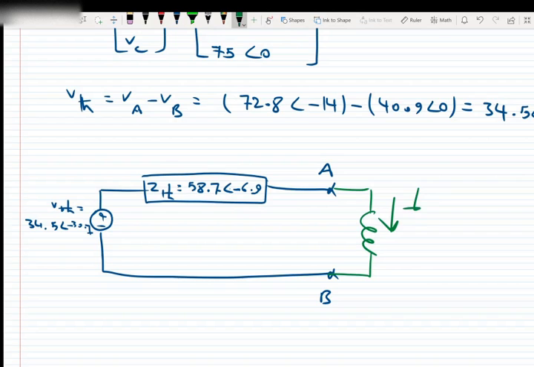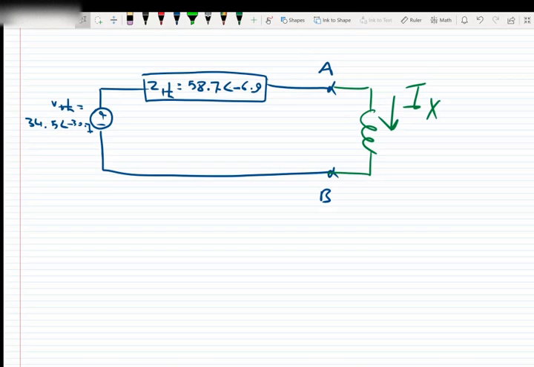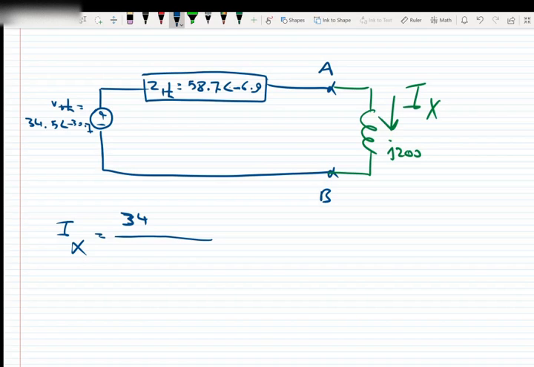And Ix of course is the current moving through this inductor, and the value of the inductor, we know, is J200. In order to find Ix, we simply use Ohm's law. The current is the voltage divided by the impedances. So 34.5 with the angle of negative 30.7 divided by 58.7 with the angle of negative 6.9 plus J200.